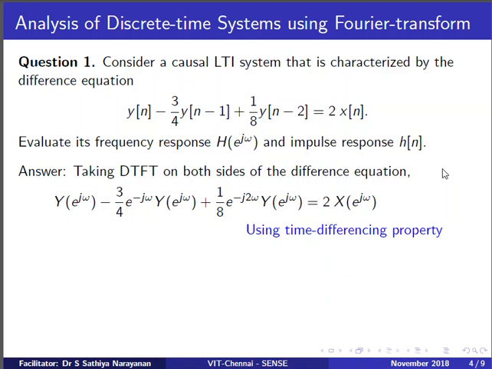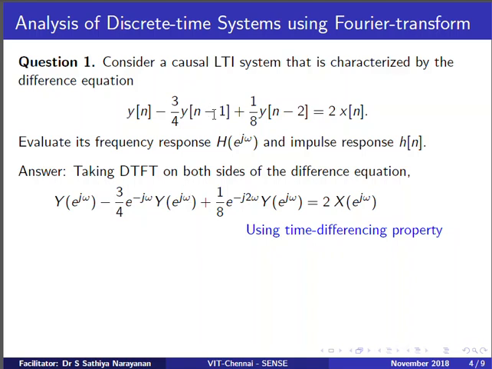Taking DTFT on the terms in the difference equation will require an understanding of the time differencing property. So when it is y of n, its DTFT is Y of e raised to the power j omega. It's very simple. But what will be the DTFT of y of n minus 1? The DTFT of y of n minus 1 is e raised to the power minus j omega times Y of e raised to the power j omega.